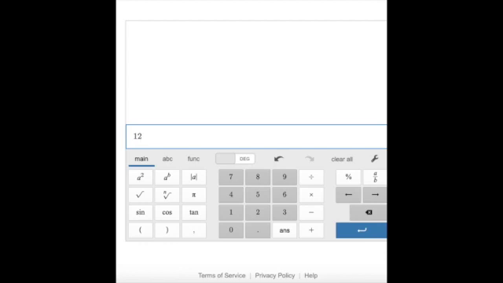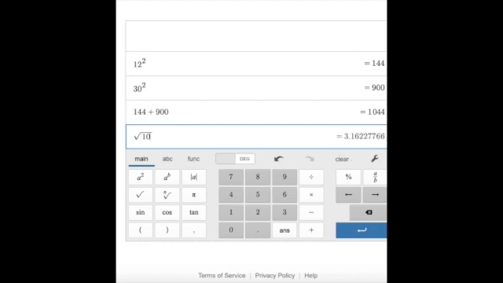So 12 squared is 144. 30 squared is 900. 144 plus 900 is 1044. The square root of 1044 is about 32.3. And that seems reasonable. It's a bit longer than my legs.